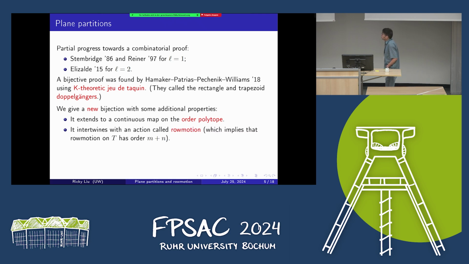The second property is that it's going to intertwine with an action called row motion, which I'll define in a moment. In particular, we can use this to show that row motion on this trapezoid has finite order, which I'll again talk about is quite a special property.